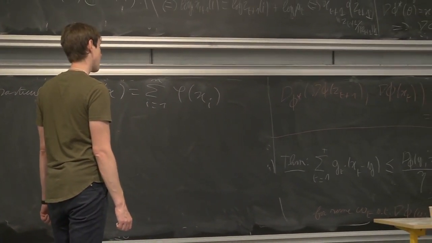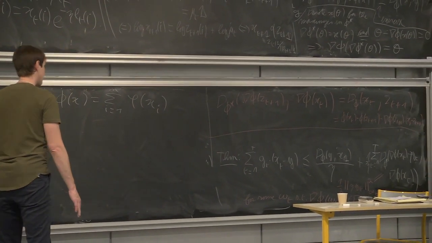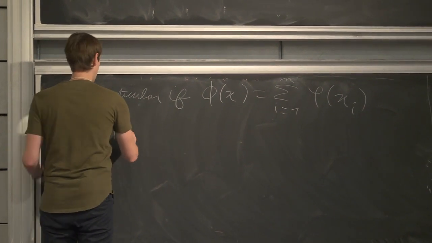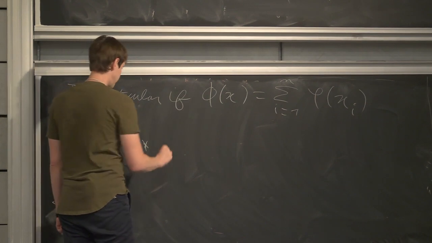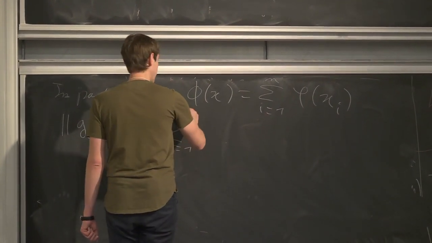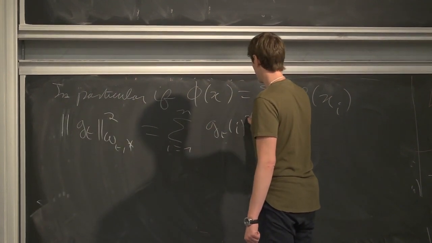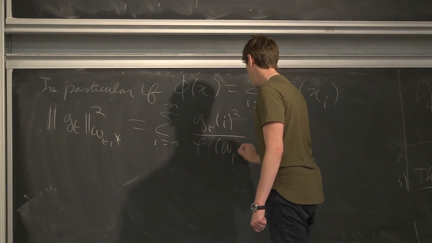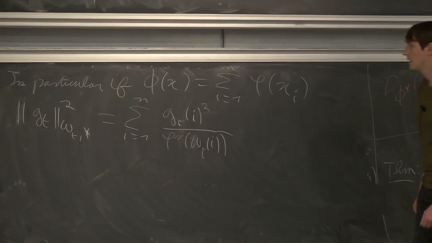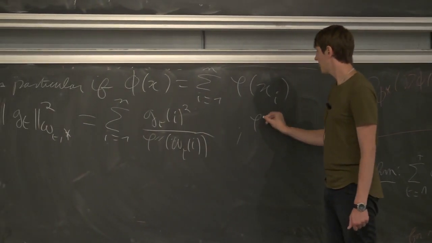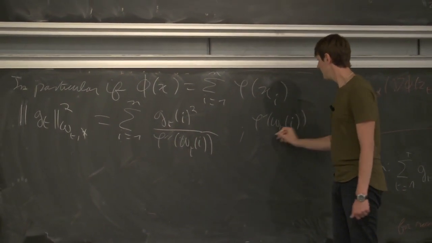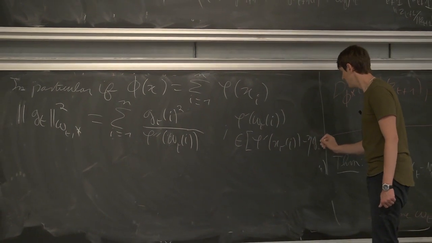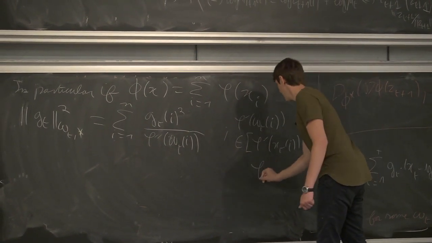So then what is the local norm of gt, the local dual norm squared at omega t? This is nothing but the sum for i equals 1 to n of gti squared divided by phi double prime of omega ti. And what do we know about omega ti? We know that phi prime of omega ti is in the segment between phi prime of xti minus eta gti and phi prime of xti.